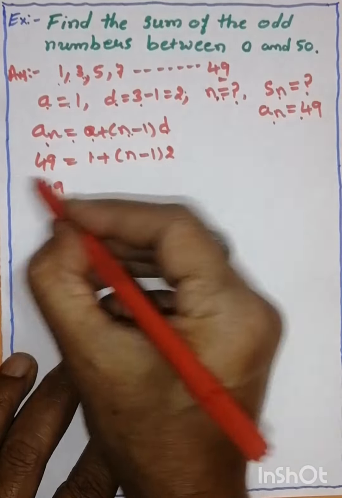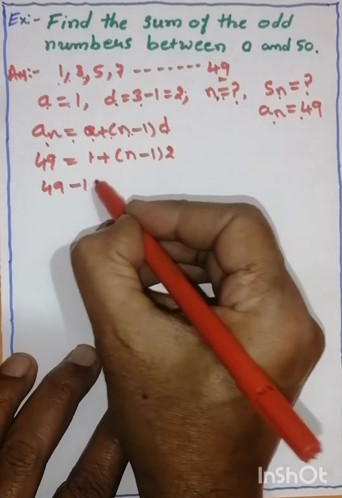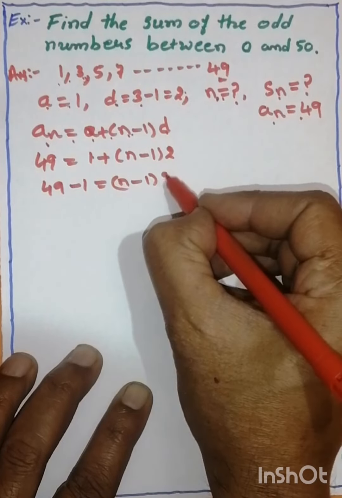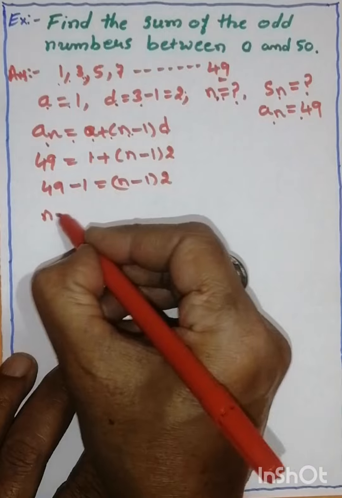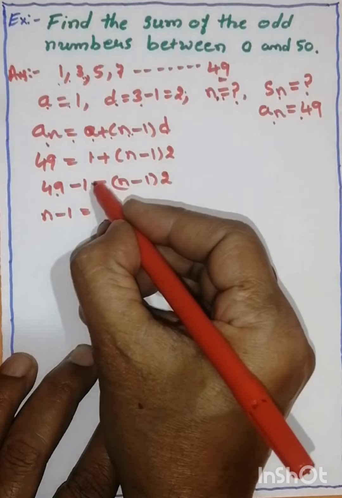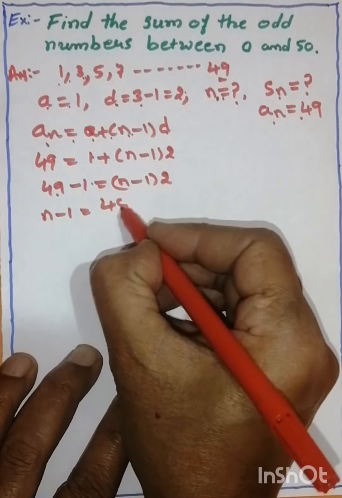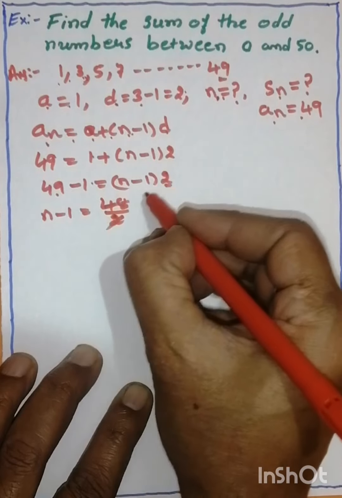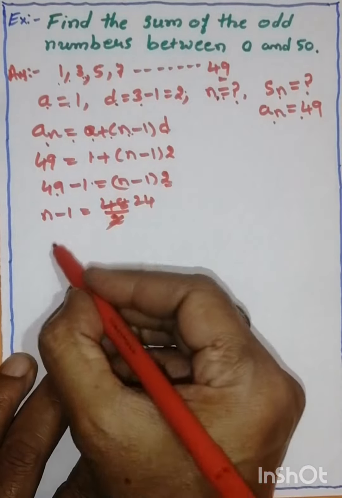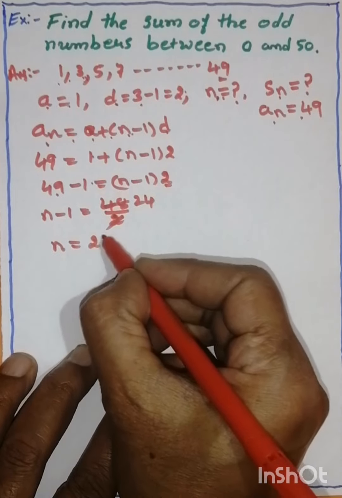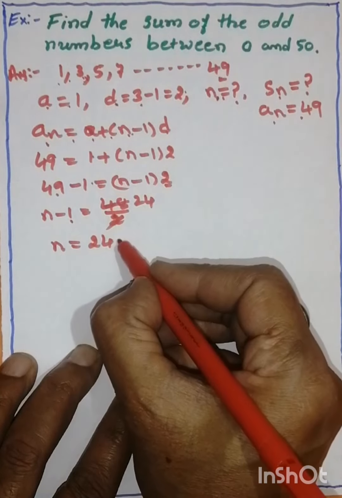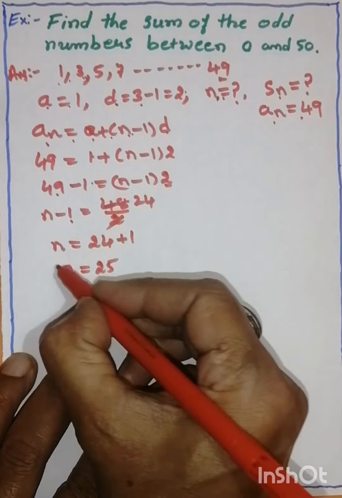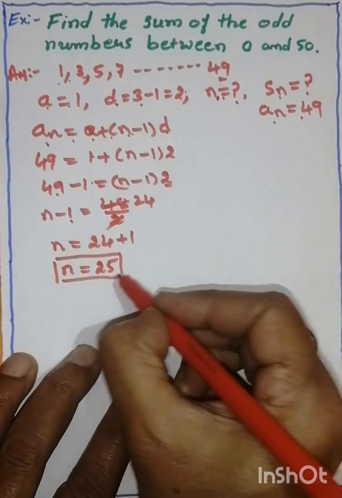49 plus 1, taking to the left side, becomes minus 1, is equal to (n minus 1) into 2. Now n minus 1 equals 49 minus 1, which is 48. This 2 comes down: 2 1s are 2, 2 2s are 4, 2 4s are 8. So n equals 24 minus 1, taking to the right side becomes plus 1. n equals 25 is the number of terms.